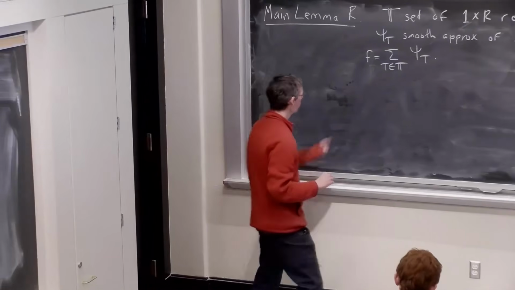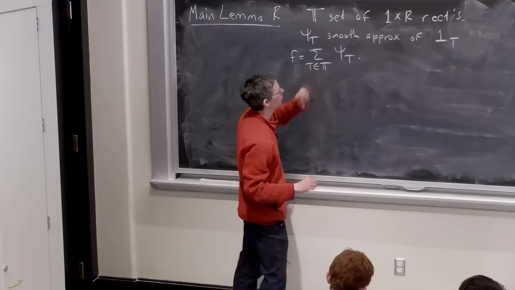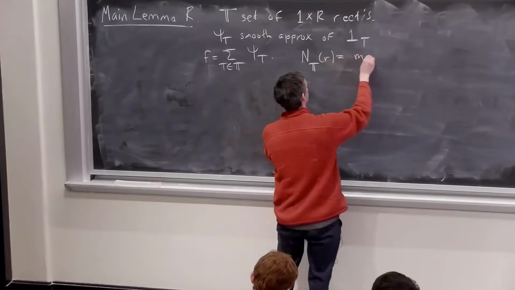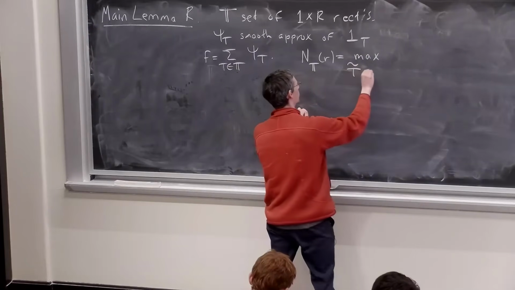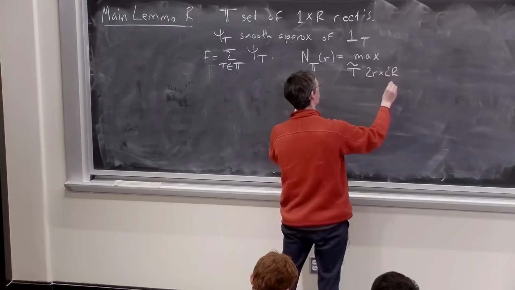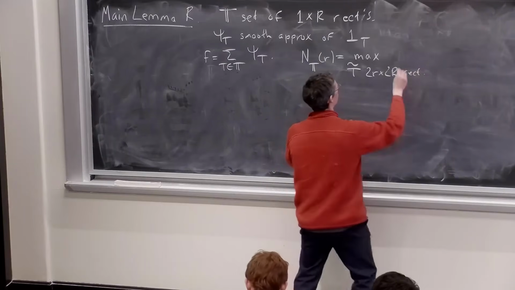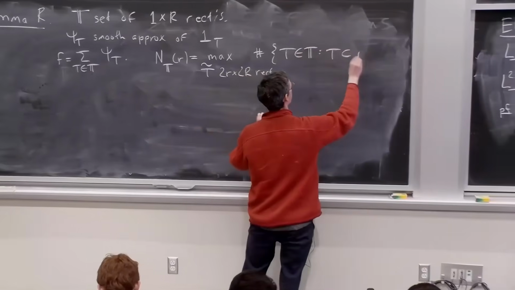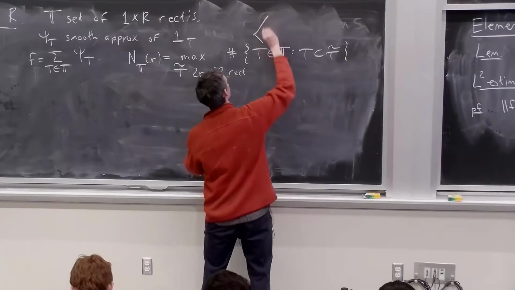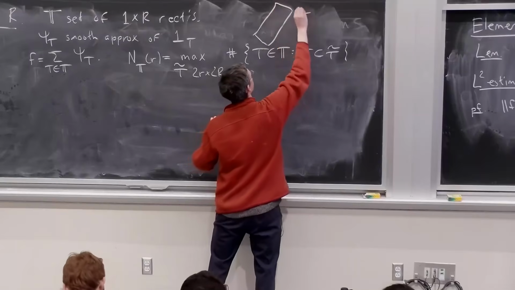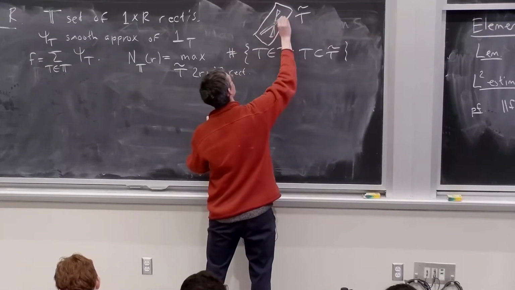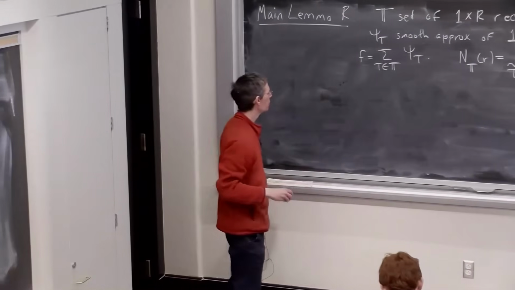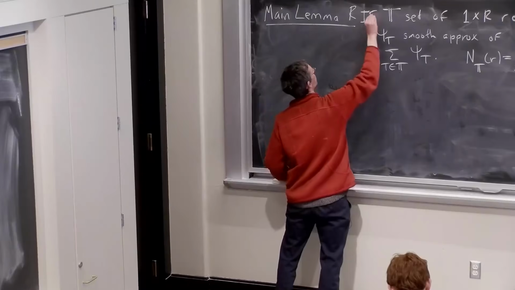Now, our bounds are going to depend on how these tubes are clustered. So N_T(r) is the maximum, over tilde T a 2 little r by 2 big R rectangle, or tube, of the number of tubes in there. So picture we have this tilde T. Let me see how many little tubes are in tilde T. Those are the hypotheses of the main lemma.